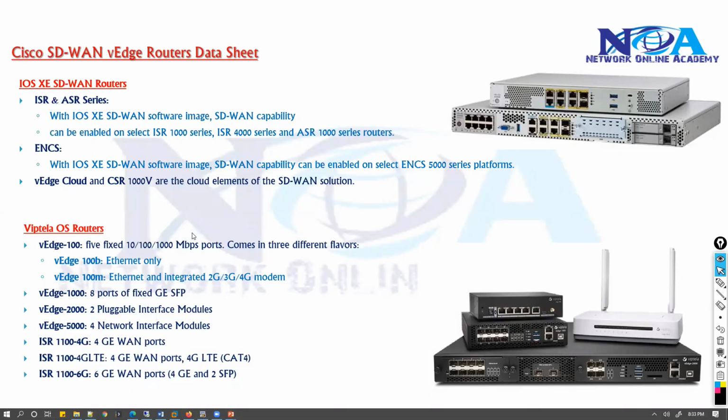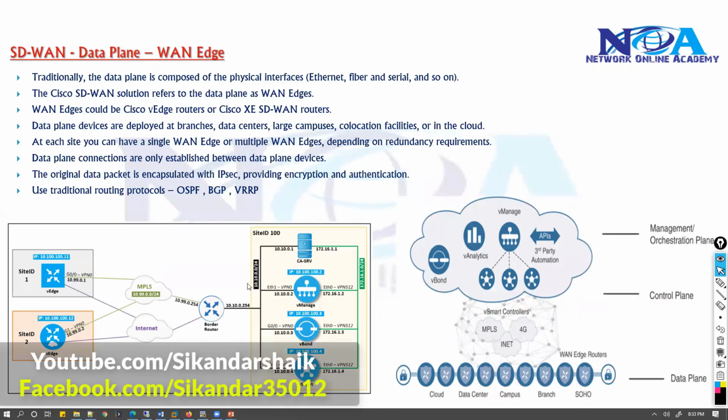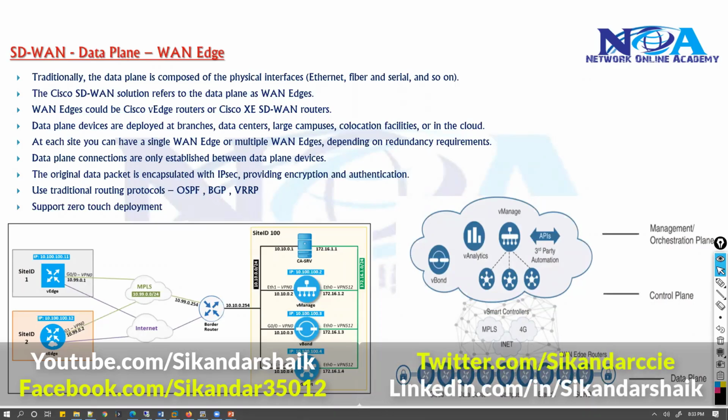Okay, so what exactly is this WAN Edge? WAN Edge is an edge device which is going to connect the remote sites, remote branches, and data centers, and this device can be a physical appliance, or it can be in the form of a virtual appliance.